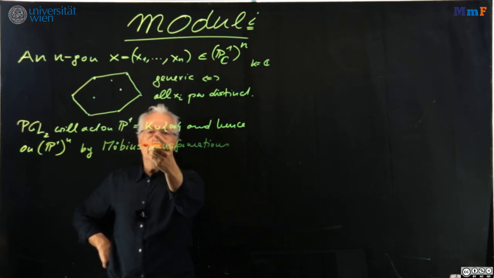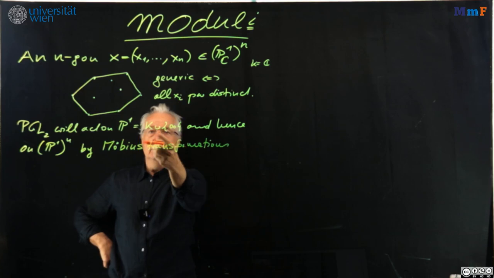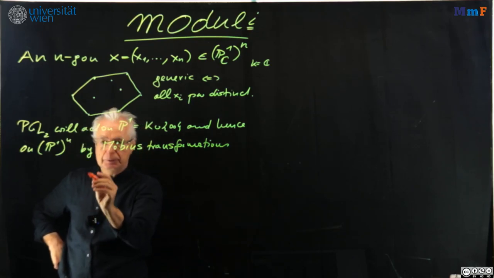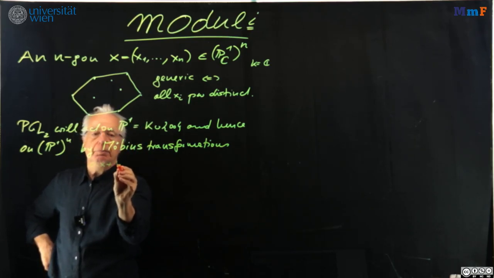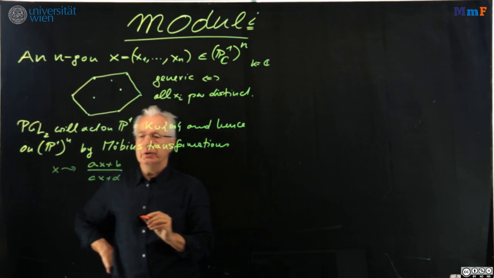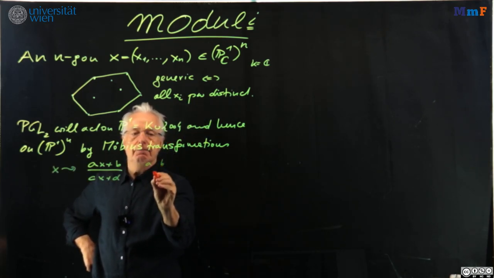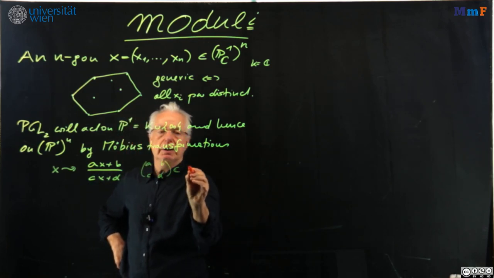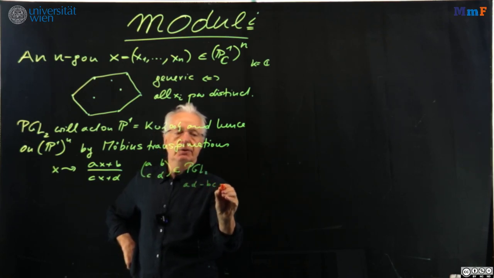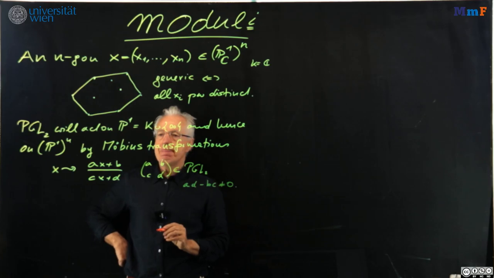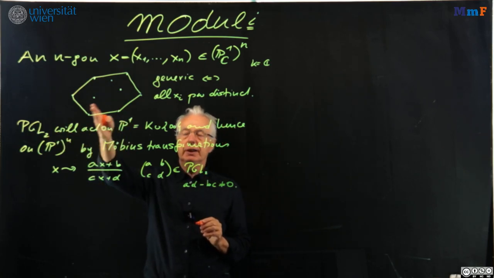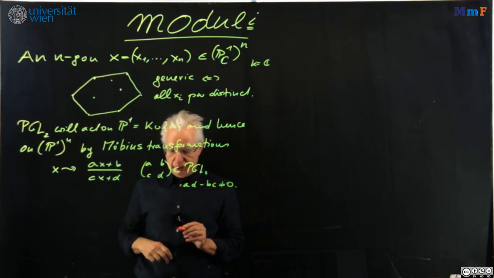To define them, I will now use that the points in P1 are either finite points of the field or infinity. So you just take (ax+b)/(cx+d), so x goes to this fraction, and (a, b; c, d) will be a matrix in PGL2. So ad minus bc is non-zero. Okay. So this is, as you all know, the natural group acting on P1 by Möbius transformations.